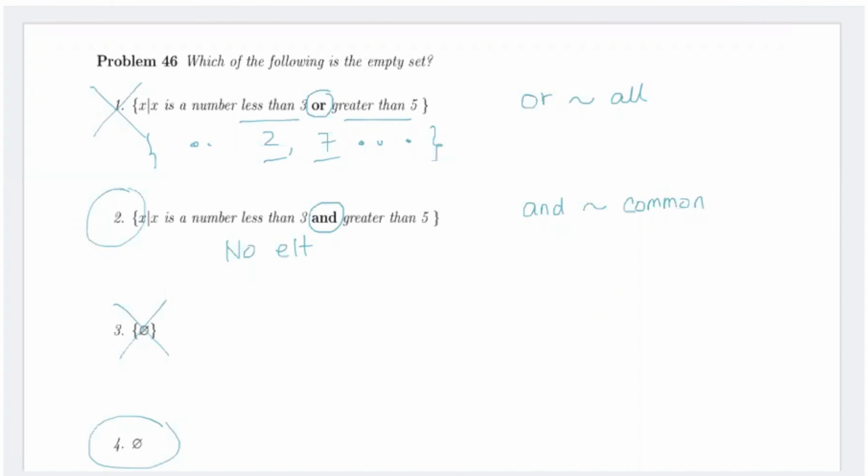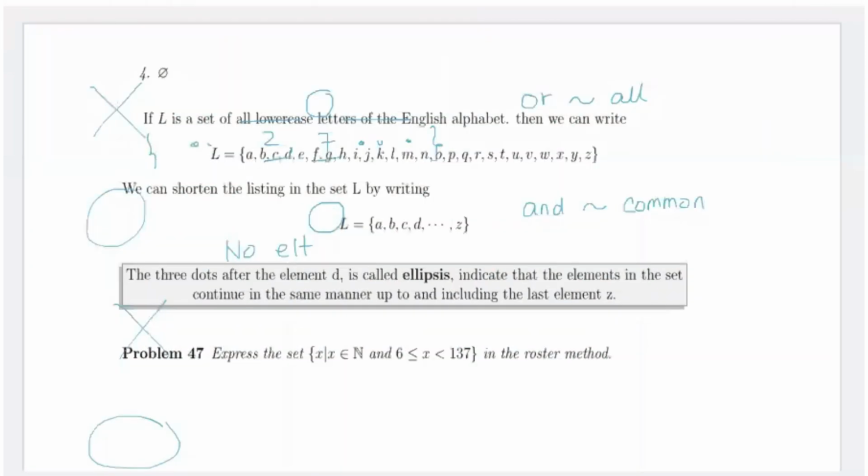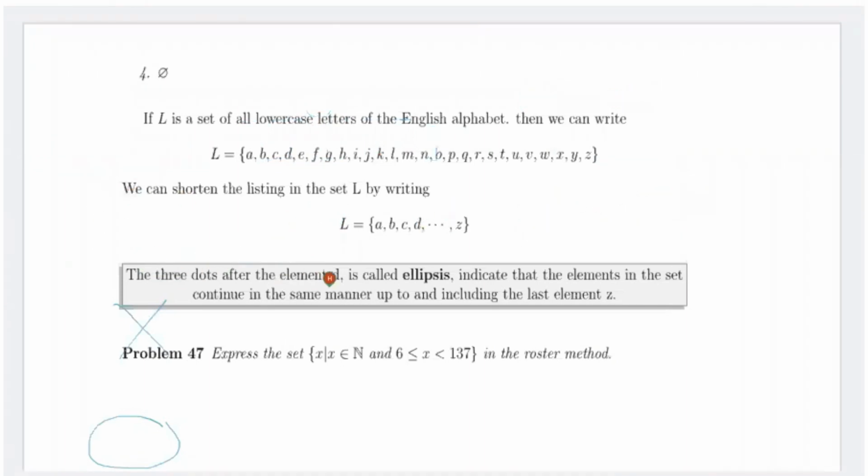We already did ellipsis, but I want to go over it. At the bottom of the page, the second half of page 76, see the 3 dots after the element D. That is called an ellipsis. Say we want to write out the letters of the English alphabet. L is the set of A, B, C, D, E, F, G, and so on, all the way up to Z. There are 26 of them.